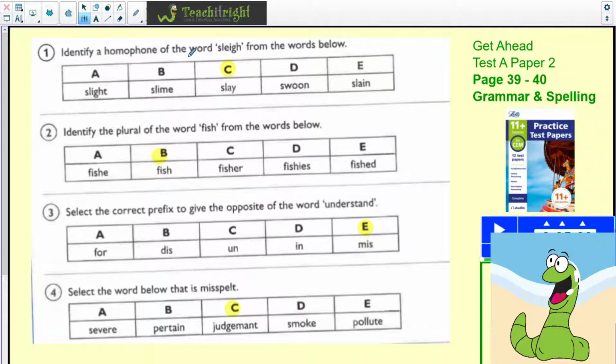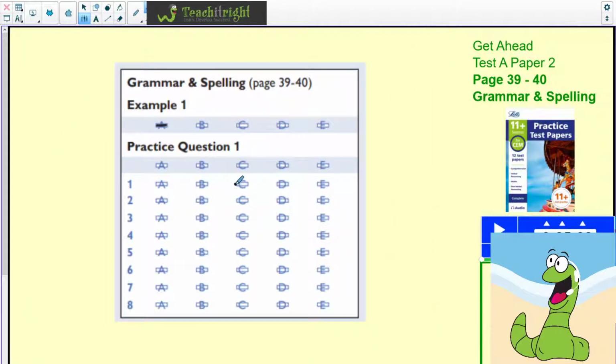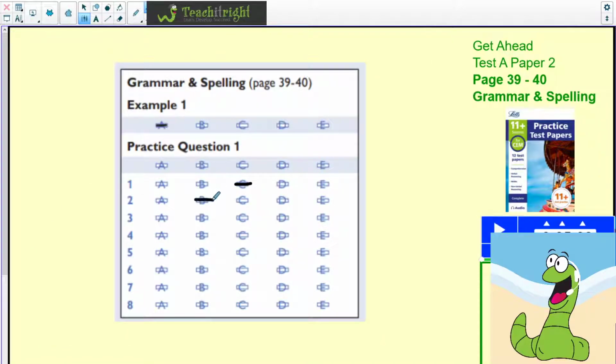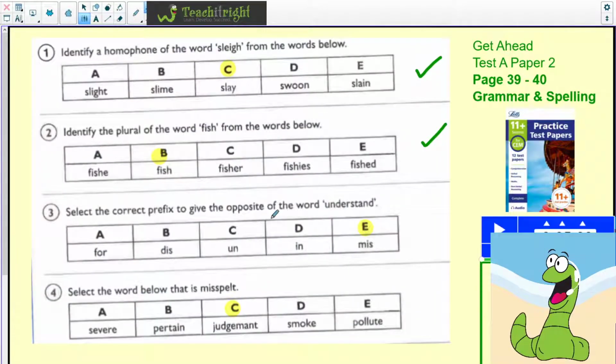Identify a homophone of the word sleigh from the words below. So we've got sleigh that you might ride on, but like slay the dragon. So the answer to that one is C. So again, if we go back to the multiple choice sheet, mark that one down as C. Identify the plural of the word fish from the words below. Well, it is fish. So just going to mark that in green. So we've got fish, so it's B. Well done if you got that one right. And then we've got to look at the prefix. We know about prefixes. We've been doing those quite a bit in our lessons. This is misunderstand. So the answer is going to be E.